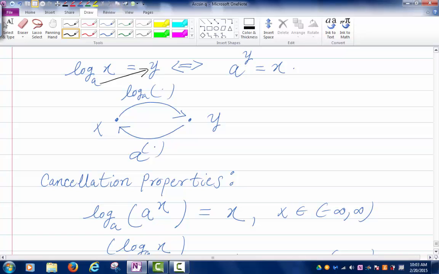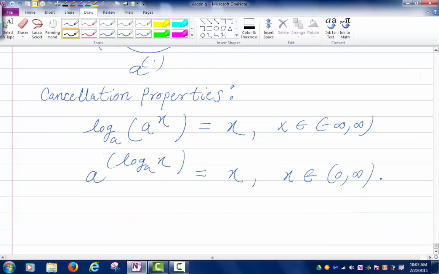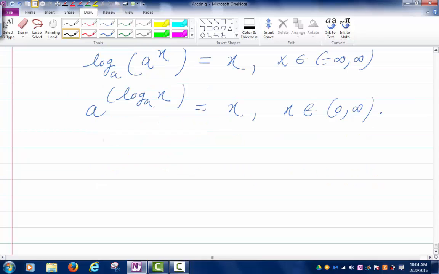And the cancellation properties for inverses can be written in the following way. Log base a of a to the x is x, and a to the log base a of x is x as well. One caveat here is that the base for the log and the base for the exponential would have to be the same. Meaning that I cannot apply the cancellation properties.